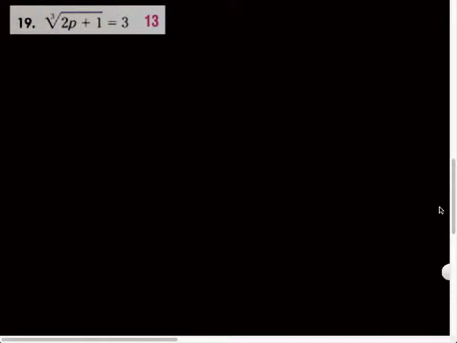So let's see, number 19. This says the cubed root of 2p plus 1 is equal to 3. And it's the entire 2p plus 1 as indicated by the vinculum covering up the entire expression there. Now, the thing that I've got to get rid of first to get this variable by itself is this cubed root. And what do you think I could do to undo cubed rooting?